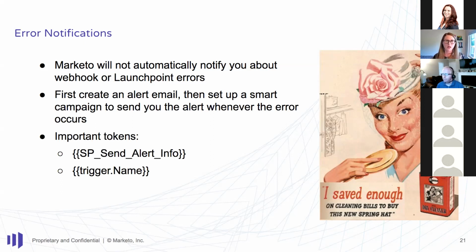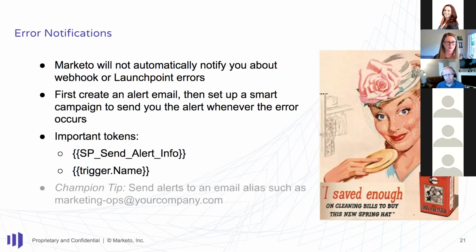But the two that are really important are the send alert info, and that's this special one that pulls in the person's name, a link to their Marketo record, if they're in your CRM, a link to that record, the date time stamp the issue occurred, and then also trigger.name, which is the smart campaign that caused the error. There are two that are very similar, but trigger.name is whichever, like if it was your webinar filled out form that caused the error, then that would be your trigger.name. So that tells you exactly where you need to go look to see where the issue is.